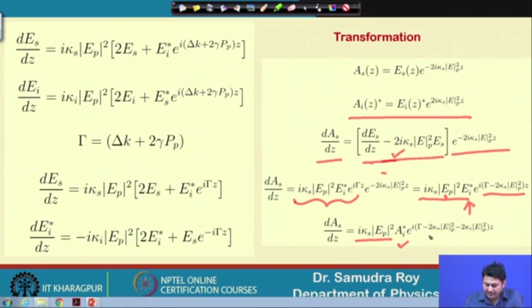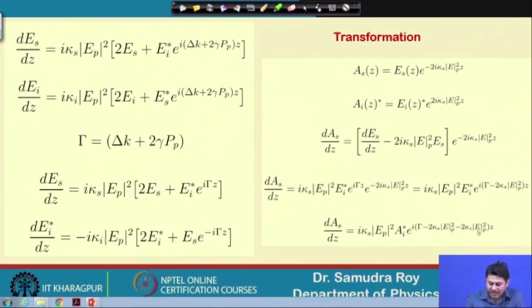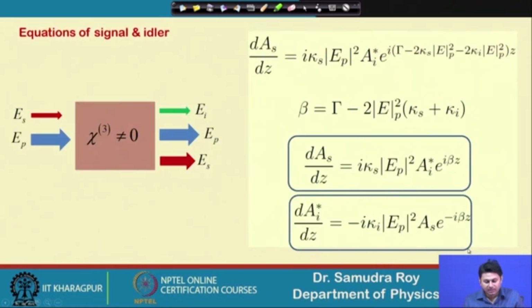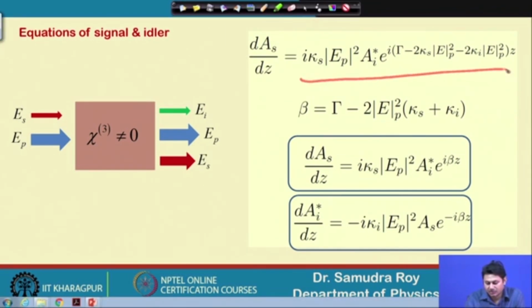So, if I write this term, it will be exponentially, this term will combine and give exponential gamma minus 2 kappa s E p square minus 2 kappa I E p mod square z. So, this is the final expression we have in terms of A s. Now, the equation of signal and idler we want to derive. So, this is the expression of A s, which corresponds to the signal.